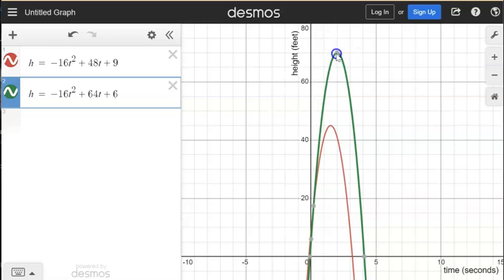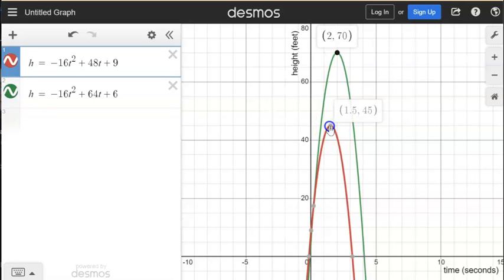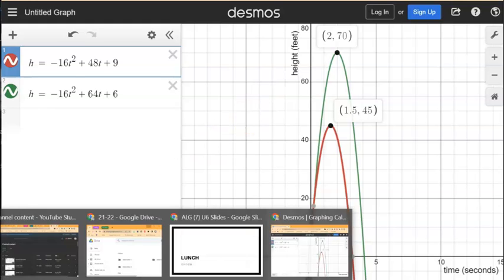You can click on any point, so you can see our vertex here is (2, 70). So at 2 seconds, after 2 seconds of being thrown, the lacrosse ball was 70 feet in the air. And then here we can see after 1.5 seconds after being thrown, this ball was 45 feet in the air. So that's what those coordinate points mean. So different applications require different questions.